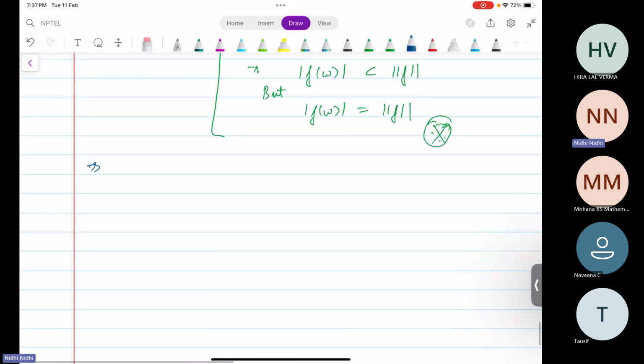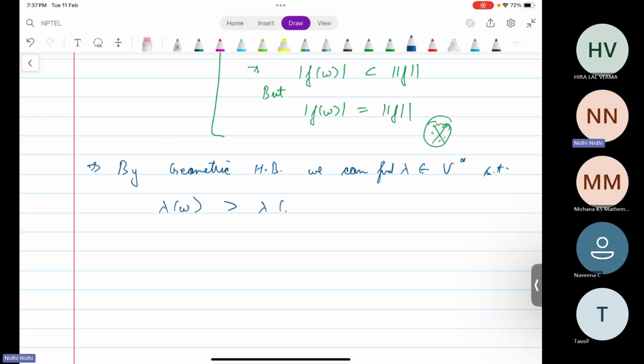By geometric Hahn Banach, we can find a functional lambda in V star such that lambda w is strictly greater than lambda u for every u in U. Now this lambda will help us to find the extension.